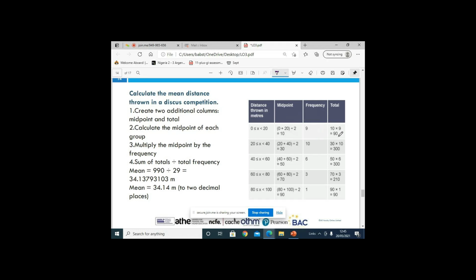10 times 9 is what? 90. Right. 30 times 10, 300. 50 times 6, 300. 70 times 3, 210. 90 times 1, 90. So you will now add them together. So let me add 90, 300, 300, 210, and 90 together, please.